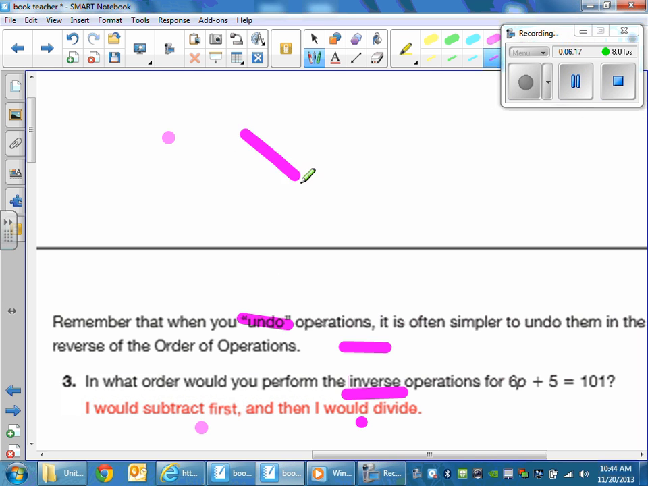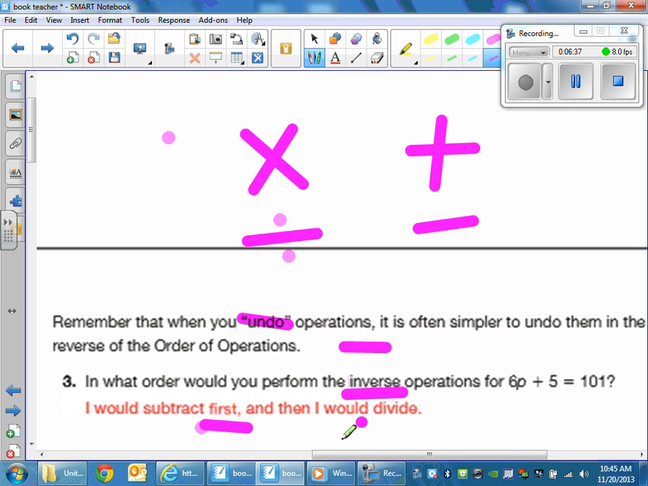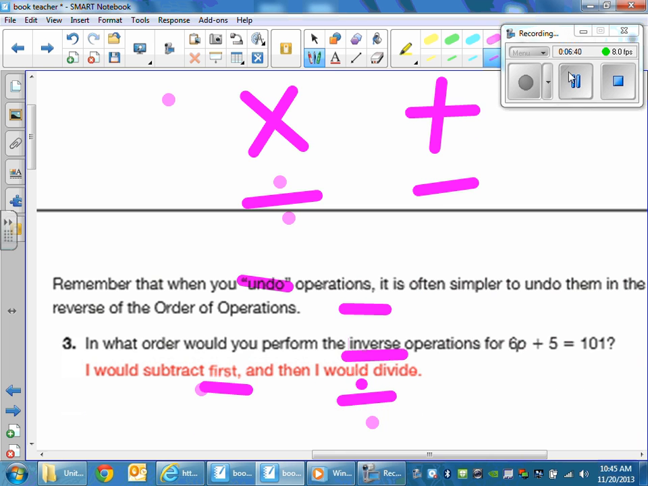So earlier you told me, well, what math did I do? I did multiplication and addition. So then we're going to do the opposite of that. The opposite of multiply is divide. The opposite of add is subtract. And then I would do the operations in the backwards order. So I will subtract first, and then I will divide.